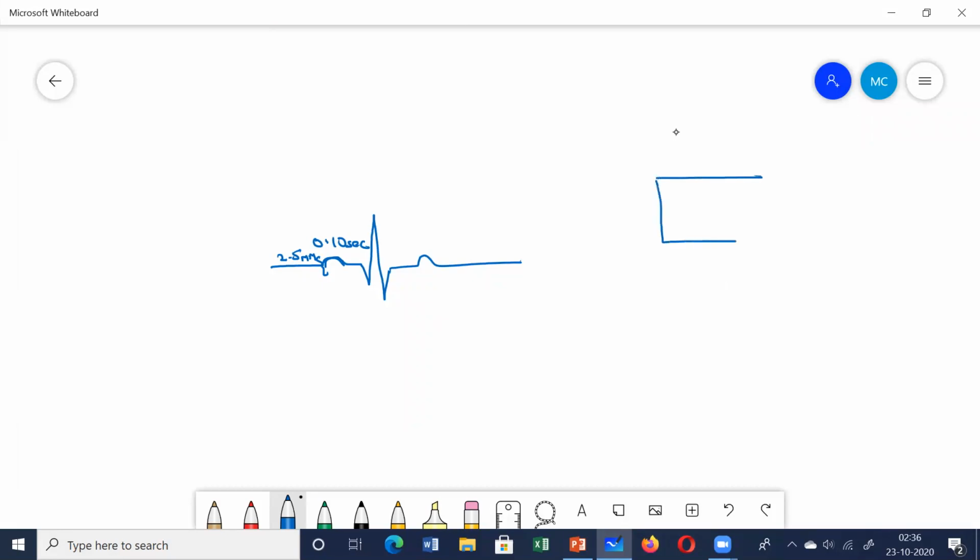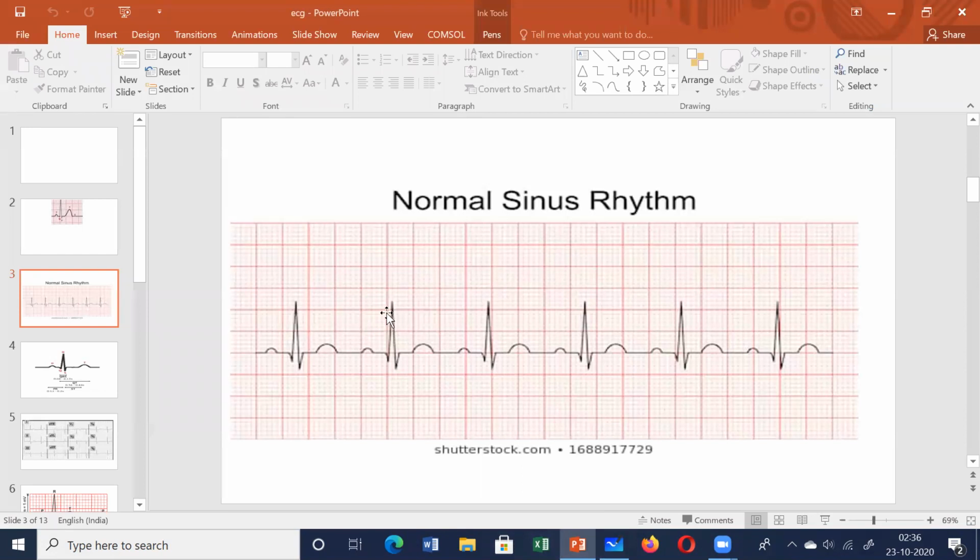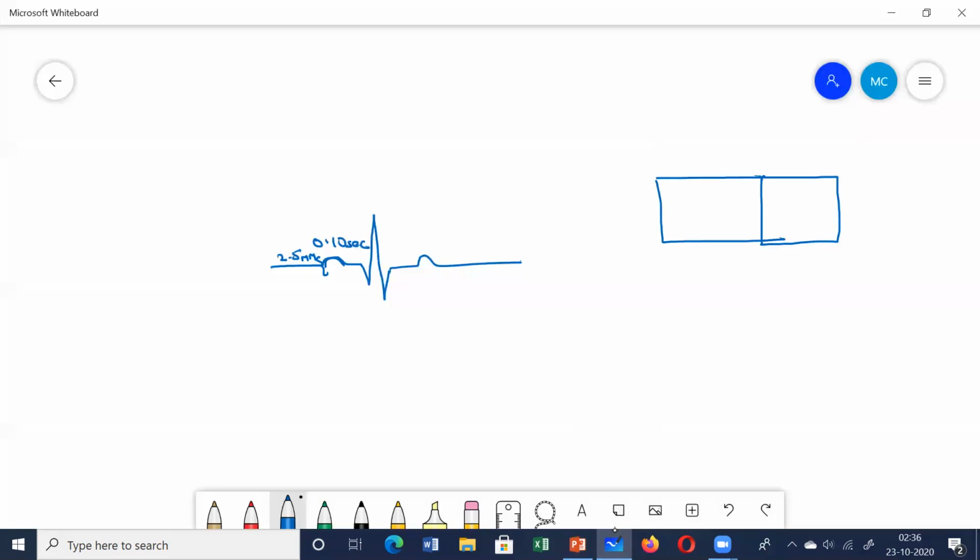I'll just tell you once more. This is a big box. These are the boxes in the ECG. I'll just show you here. You can see these are the big boxes. Inside the big boxes, how many small boxes are there horizontally? Horizontally, you can find 1, 2, 3, 4, 5. And vertically, again, 1, 2, 3, 4, 5. So let us draw the same thing here. Vertically also it has got 1, 2, 3, 4, 5.